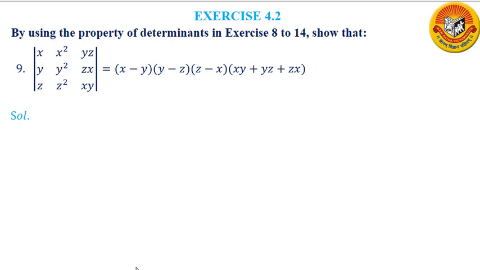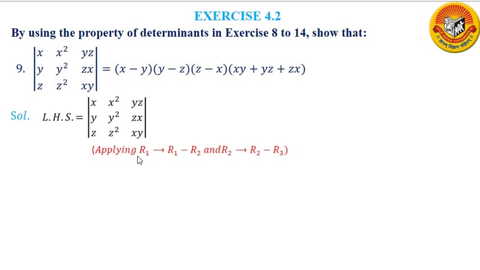The ninth question is: by using the properties of determinants in exercise 8 to 14, we have to show that this is equal to this, right? Again, now I want x minus y, I want y minus z, I want z minus x, then xy, yz and zx. So first you can see that you can easily get x minus y by R1 minus R2. You can get y minus z by R2 minus R3. So let us on R1 apply R1 minus R2, and on R2 apply R2 minus R3.